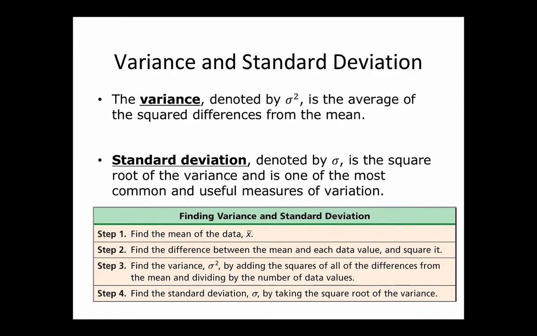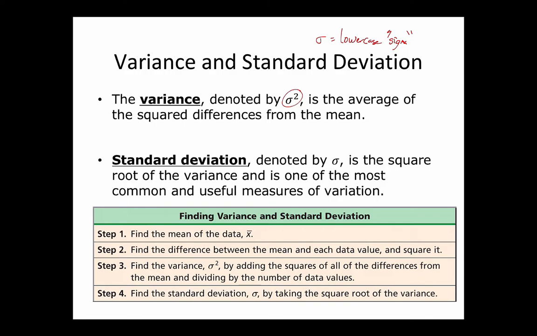The variance, denoted by, that's a symbol we haven't looked at yet. That is called a lowercase sigma. Now, when I draw it, it looks like a b that's tipped over. So that's a lowercase sigma. So we're talking sigma squared. We will talk about capital sigma in a different unit. But sigma squared is the average of the squared differences from the mean. What? We'll talk more about that in a second.